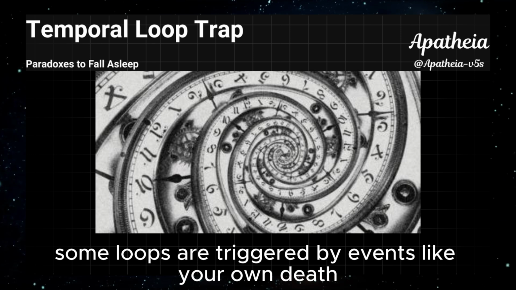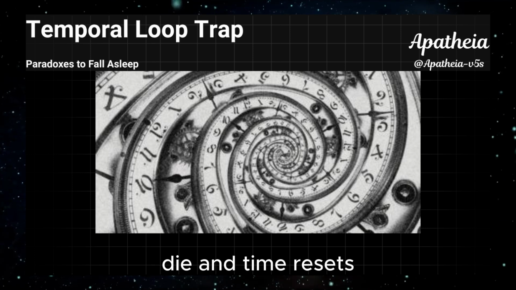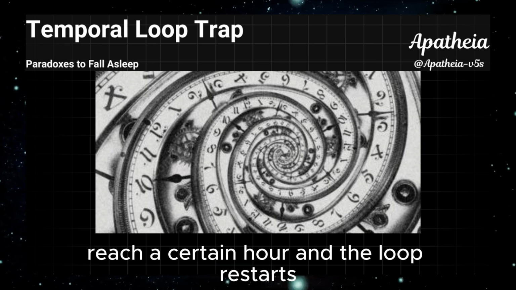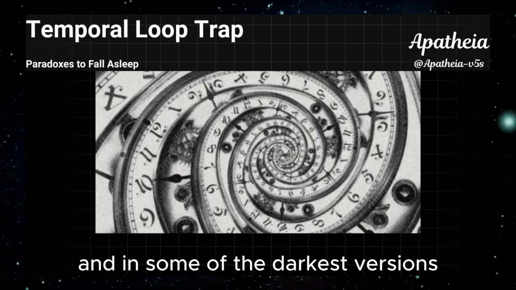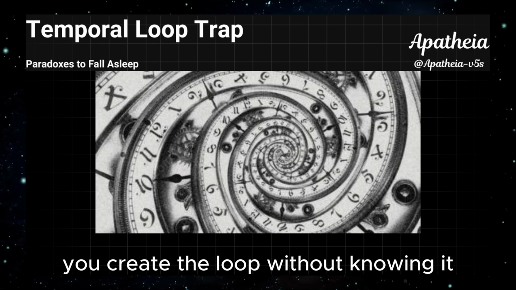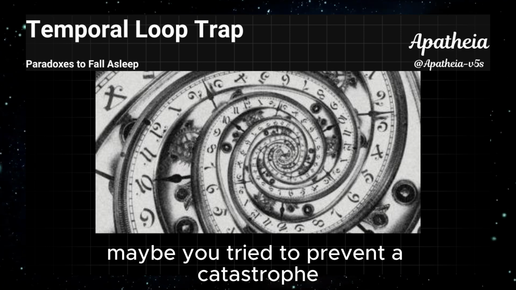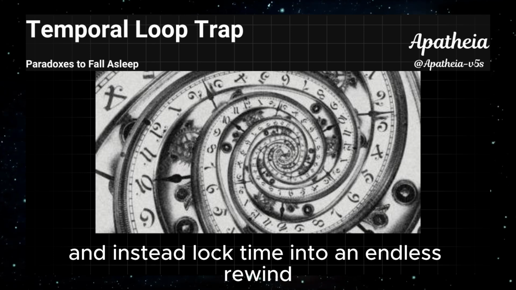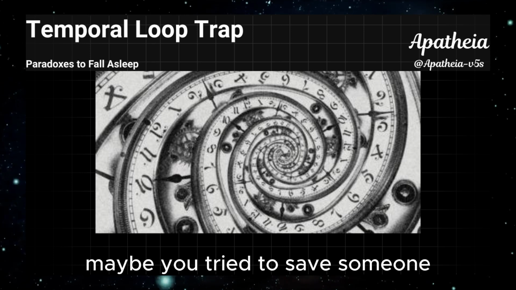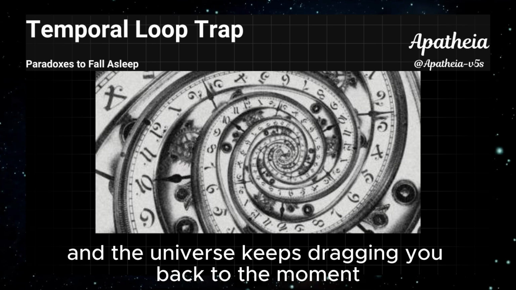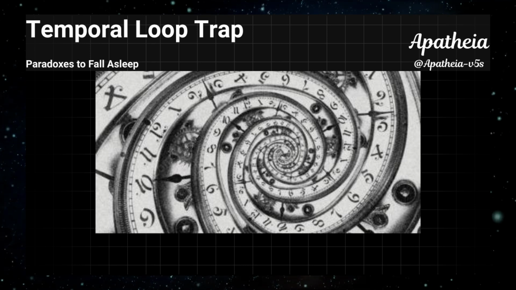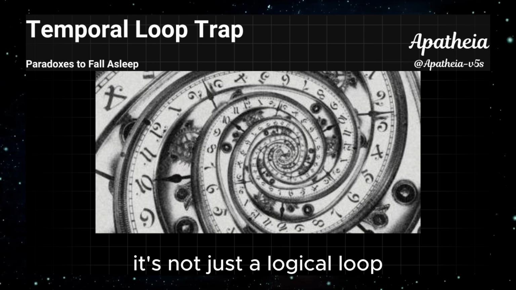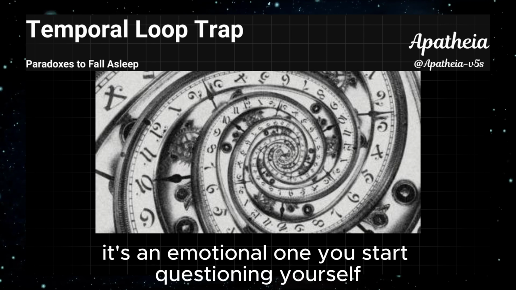Some loops are triggered by events, like your own death: die, and time resets. Others are time-based: reach a certain hour, and the loop restarts. And in some of the darkest versions, you create the loop without knowing it. Maybe you tried to prevent a catastrophe and instead locked time into an endless rewind. Maybe you tried to save someone, and the universe keeps dragging you back to the moment you failed. Maybe your escape attempt is the very thing that causes the trap. It's not just a logical loop, it's an emotional one.